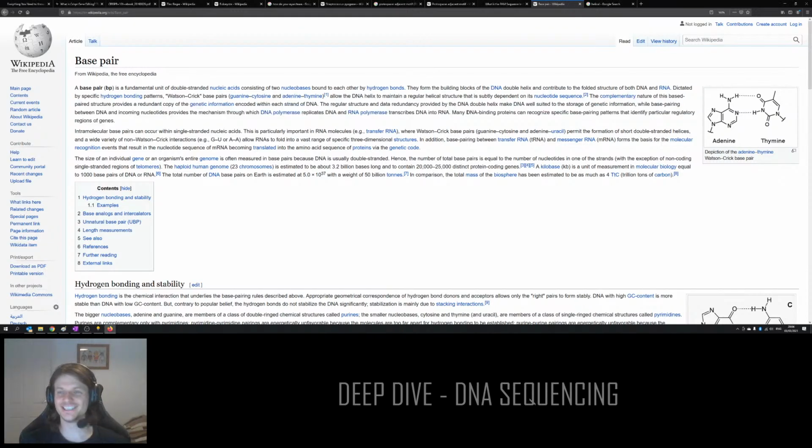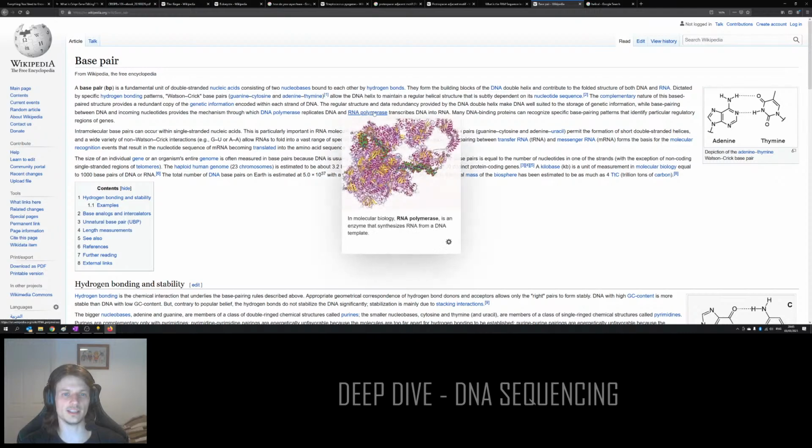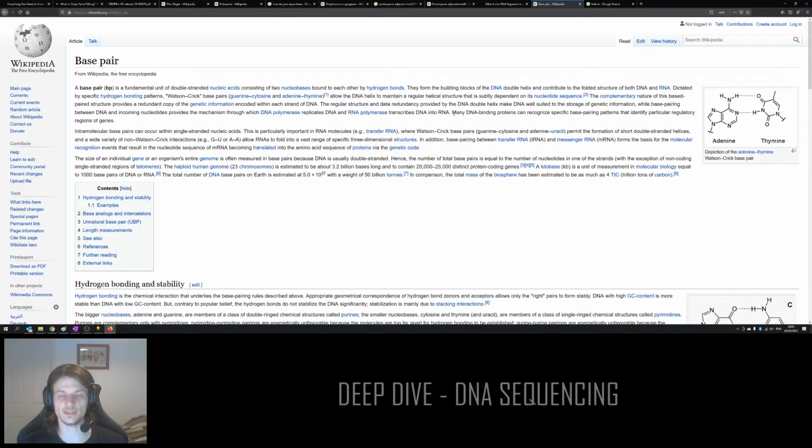It's a bit heavy. The complementary nature of this base pair structure provides a redundant copy of the genetic information encoded within each strand of DNA. That makes complete sense to me. The regular structure and data redundancy provided by the DNA double helix make DNA well suited to the storage of genetic information. I guess because if one gets knocked out, the other one's still there. While base pairing between DNA and incoming nucleotides provides a mechanism through which DNA polymerase replicates DNA and RNA polymerase transcribes DNA into RNA.